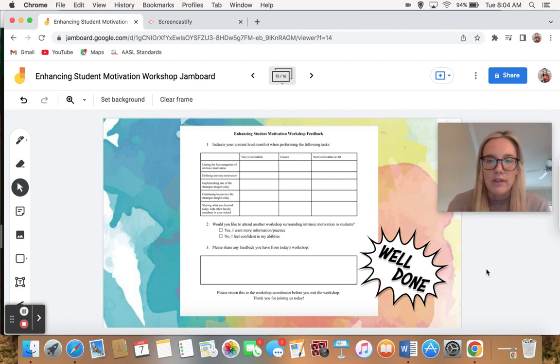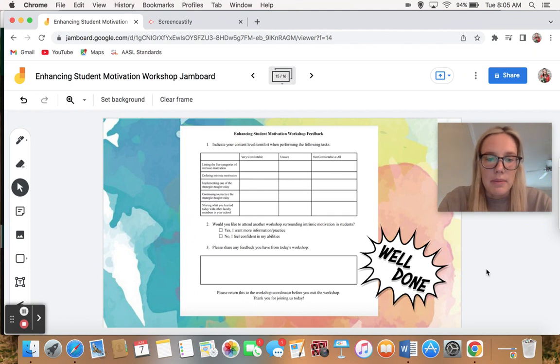I just have the title of the survey on the top. Number 1 says indicate your comfort level with performing the following task. They're going to go through these 5 tasks and say if they're very comfortable, unsure about it, or not comfortable at all. That gives the speaker the feedback she needs in order to continue, or to know if, even as library media specialists, we need to have a workshop like this again in order to feel very comfortable. Number 2 says, would you like to attend another workshop surrounding this topic? And it's yes or no.